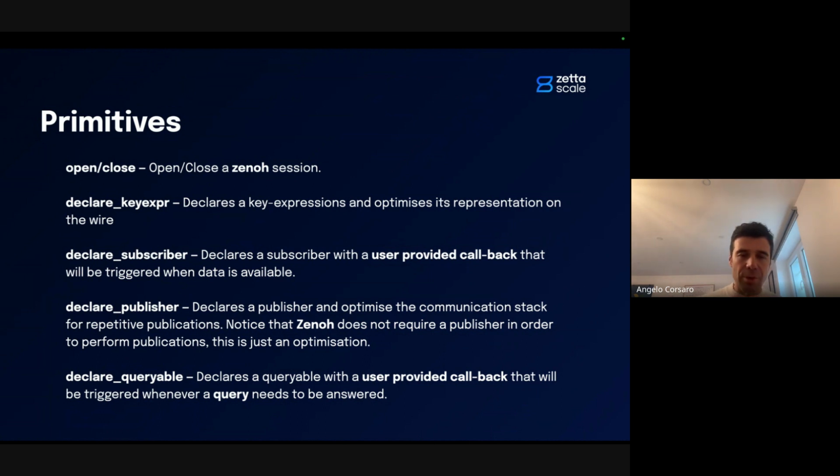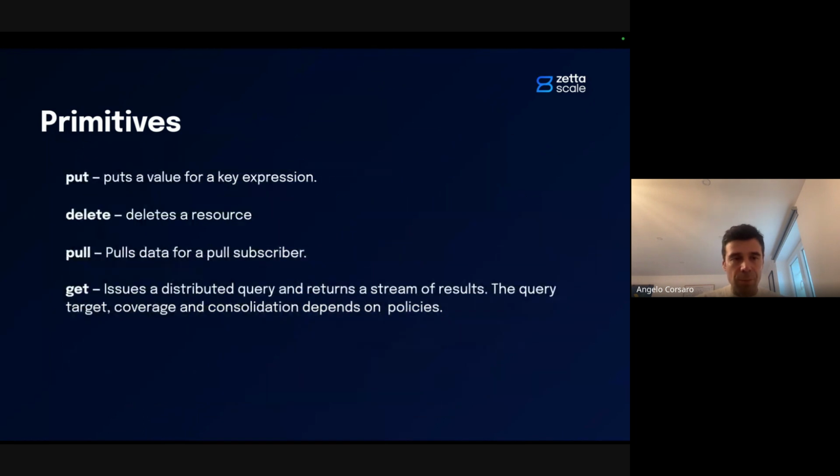So declare subscriber declares a subscriber. Declare publisher, obviously a publisher. Declare queryable will declare a queryable on the network. And then in order to operate on these resources, you can put a key value, you can delete a resource, you can pull data from a pull subscriber, and you can issue a distributed query, which will be targeting the queryables that match your query. Any questions so far? Because then we'll move to security, now that we know what you operate on in Zenoh.